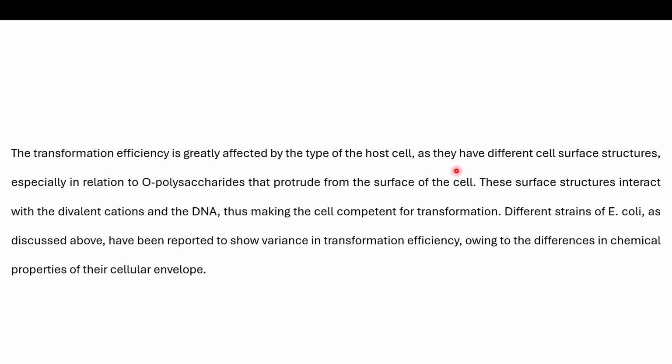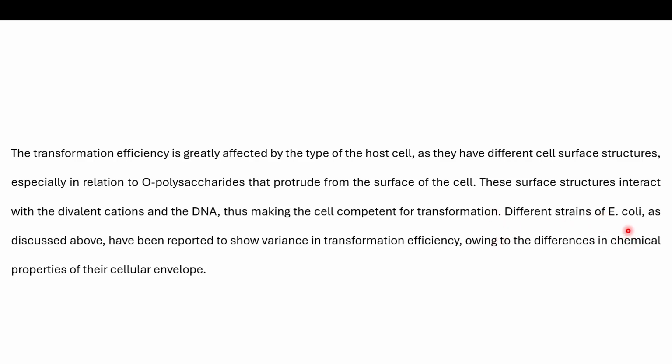The transformation efficiency is greatly affected by the type of the host cell, because we talked about bacterial cell, plant cell, fungal cell. These have an additional cell wall as well. So the host cell type can have different cell surface structures, especially in relation to the O polysaccharides that protrude out of the cell surface. Now these polysaccharide surface structures interact with divalent cations and the DNA, thereby making the cell competent for transformation.